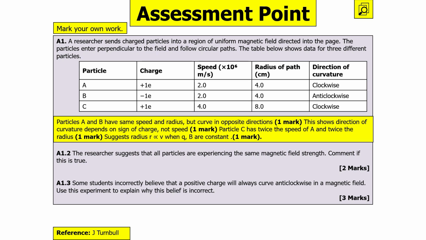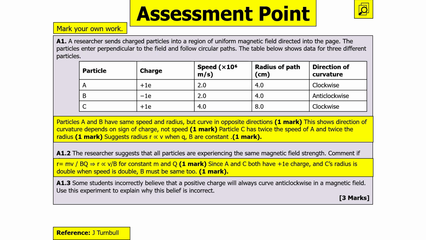Right, particles A and B have the same speed and radius but curve in opposite directions. This shows the direction of the curvature depends on the sign of the charge, not the speed. Now particle C has twice the speed of particle A and twice the radius. This suggests R is proportional to v when q and B are constant.